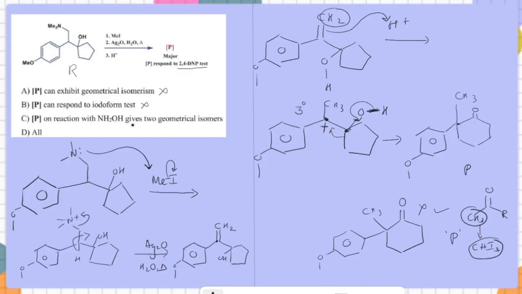Now, P on reaction with hydroxylamine gives 2 geometrical isomers. So when this P reacts with hydroxylamine, it's going to form an oxime, and it will form 2 geometrical isomers. What is that? Syn and anti. So we know that whenever a ketone reacts with hydroxylamine, it forms an oxime and it exhibits syn and anti. Therefore, yes, it will exhibit 2 geometrical isomers. Since A and B are wrong, D cannot be the right option. So the right option here is option C.